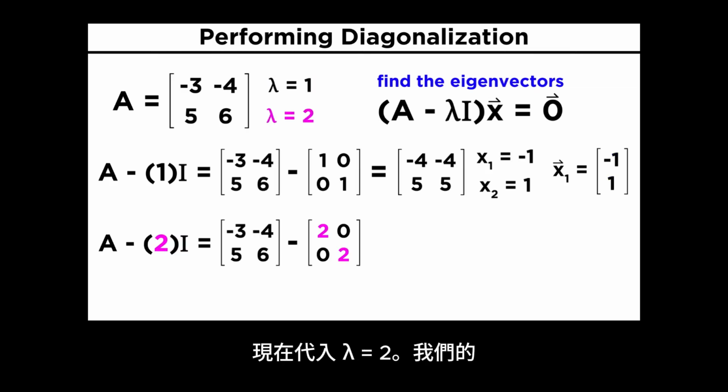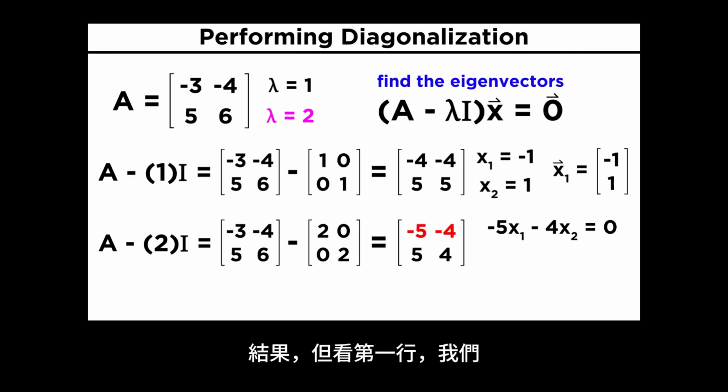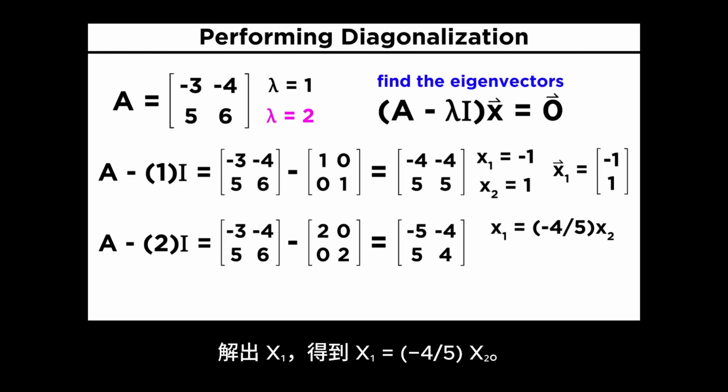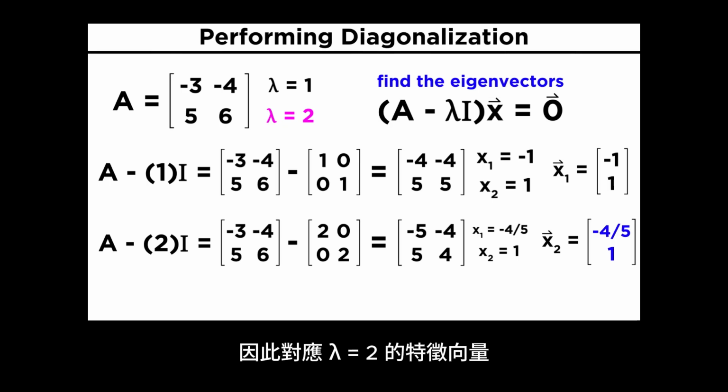Now we will plug in lambda equals 2. Our matrix A minus lambda I becomes -5, -4, 5, 4. Both rows will again give the same result, but looking at the top row, we get -5x1 minus 4x2 equals 0. Solving for x1, we get x1 equals -4/5 x2. Choosing x2 equals 1, we get x1 equals -4/5, making our eigenvector for lambda equals 2 equal to -4/5, 1.